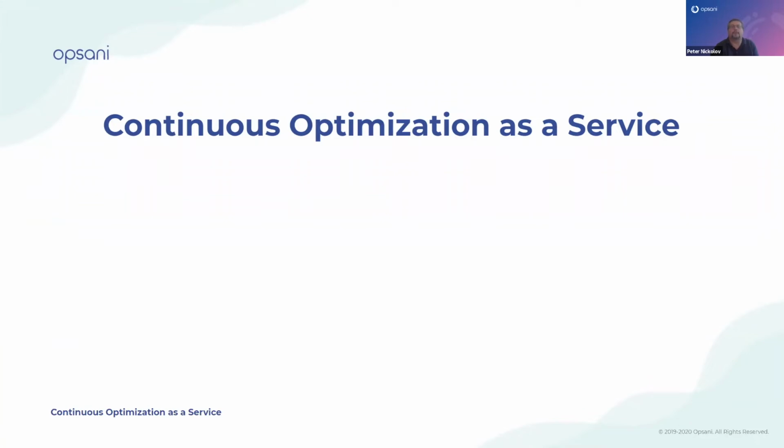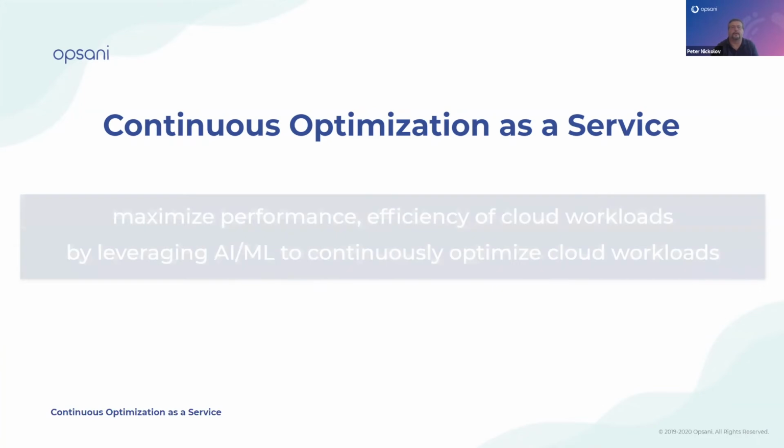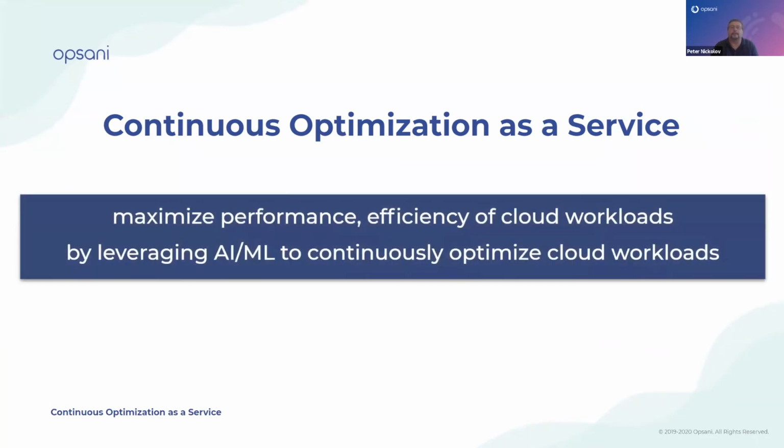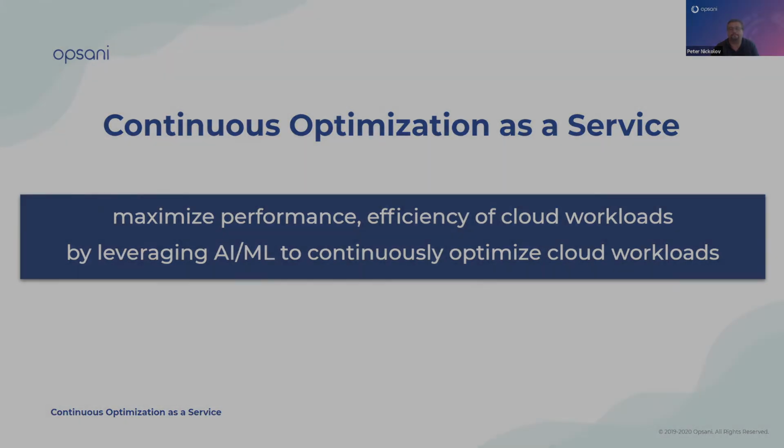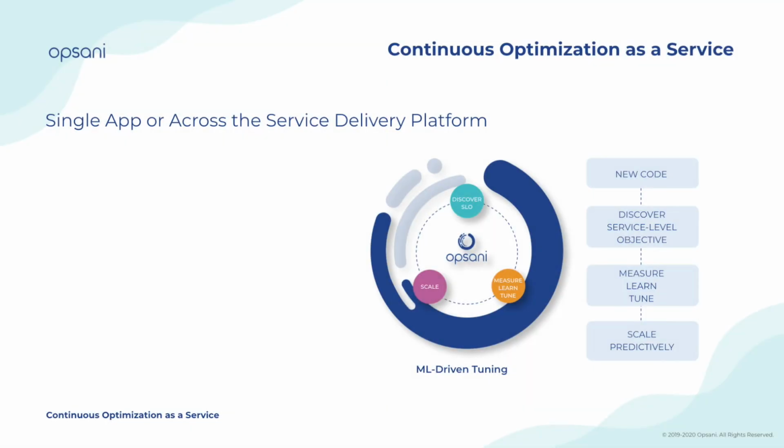So what is continuous optimization as a service? Let's try to define it. What it does is it maximizes performance and efficiency of cloud workloads, and it does that by using machine learning to optimize these workloads continuously. So let's dig in a little bit deeper. What does continuous mean? When does it work? How does it do this optimization?